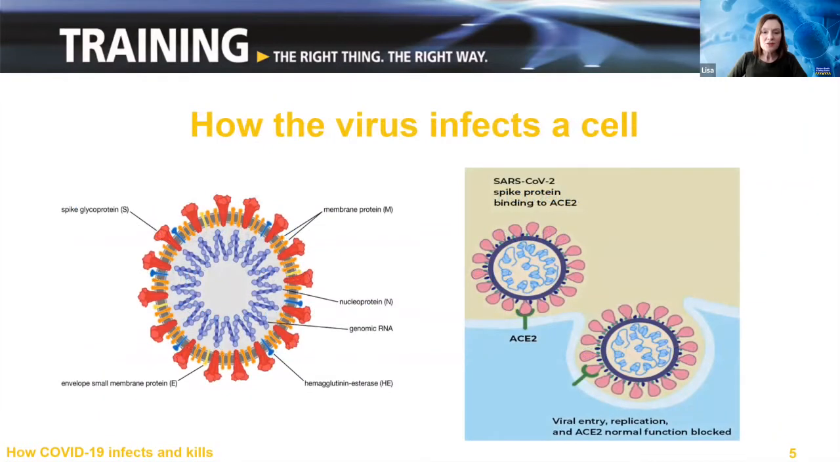The image on the left shows the virus with its RNA in blue and the S spike protein in red. On the right, we see an image of the spike protein binding to the ACE2 receptor, giving the virus access to the cell.